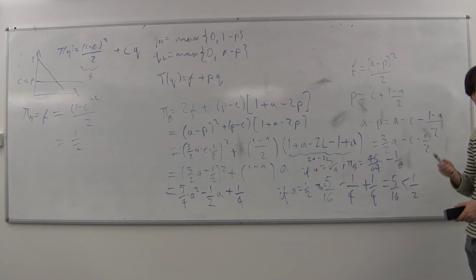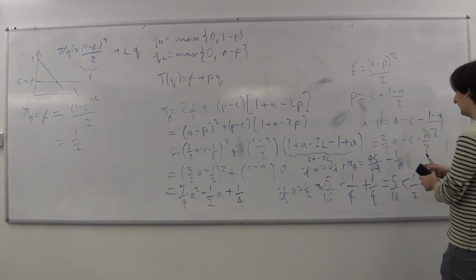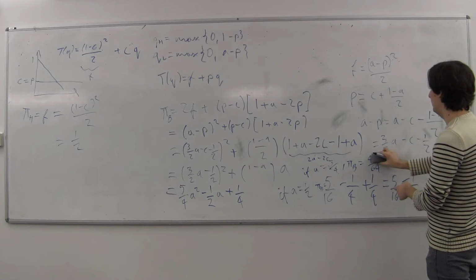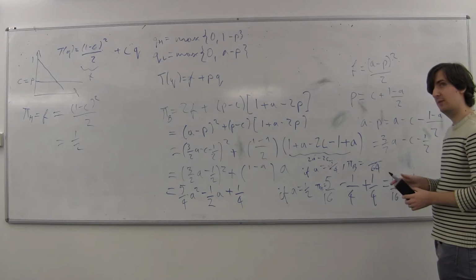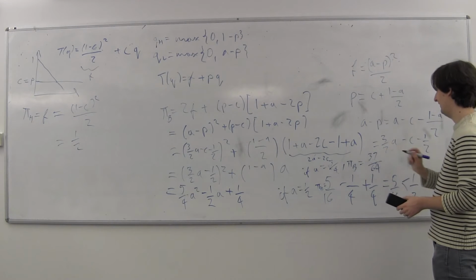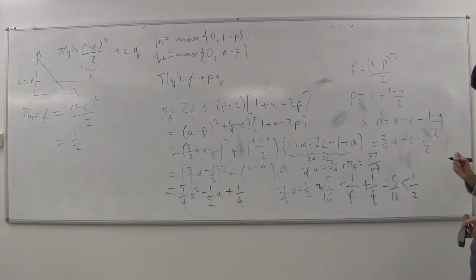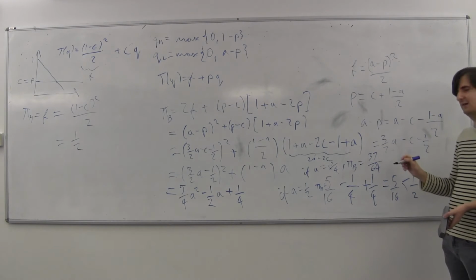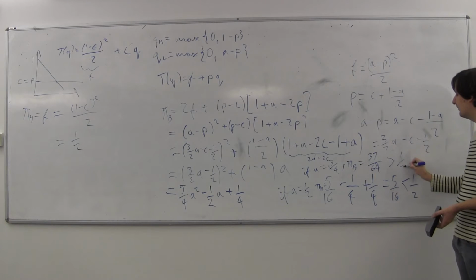1/8 is like 8/64. So this is 45 minus 8. 45 minus 8 is 37. Yeah. So 37 over 64. 37 is bigger than 32, so this is bigger than a half.